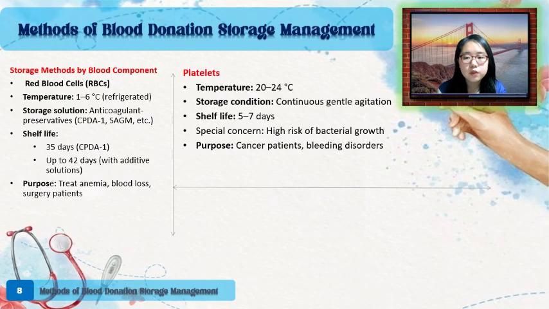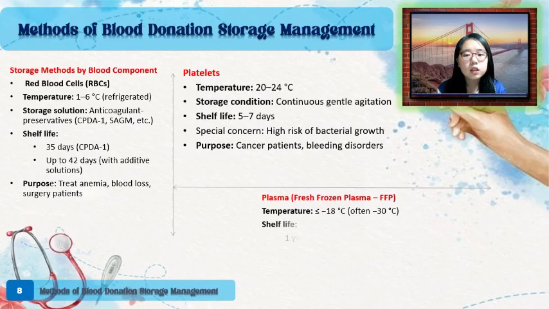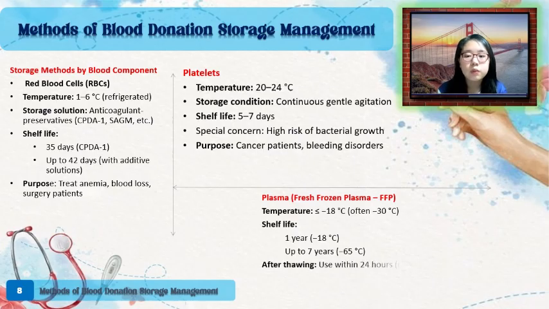Plasma, fresh frozen plasma, FFP. Temperature: less than or equal to negative 18 degrees Celsius, often negative 30 degrees Celsius. Shelf life: 1 year at negative 18 degrees Celsius, up to 7 years at negative 65 degrees Celsius. After thawing, use within 24 hours, refrigerated. Purpose: clotting factor deficiencies and massive transfusion.